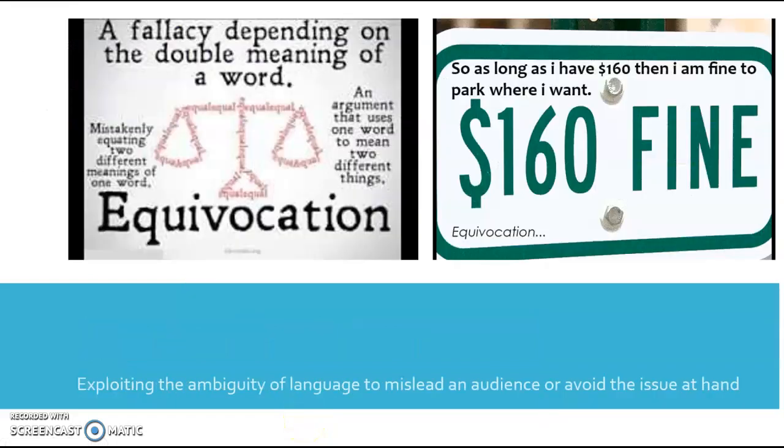Okay, quickly, our last fallacy, equivocation, exploiting the ambiguity of language. That's just simply where we use words to mislead. So as long as I have $160, then I'm fine to park where I want, right? That's a $160 fine.